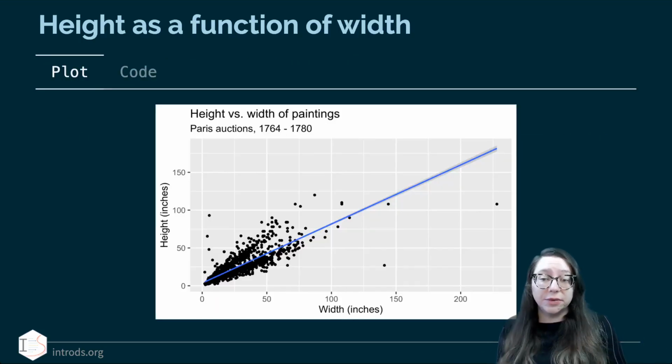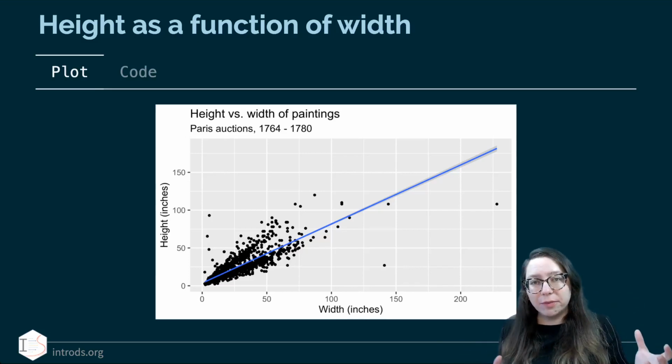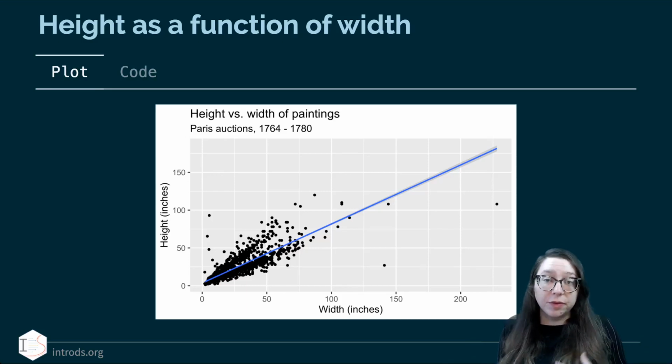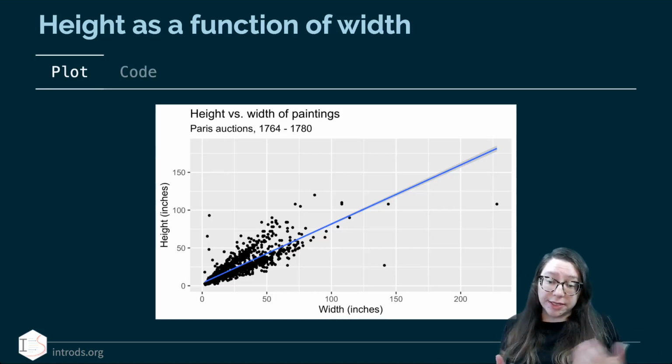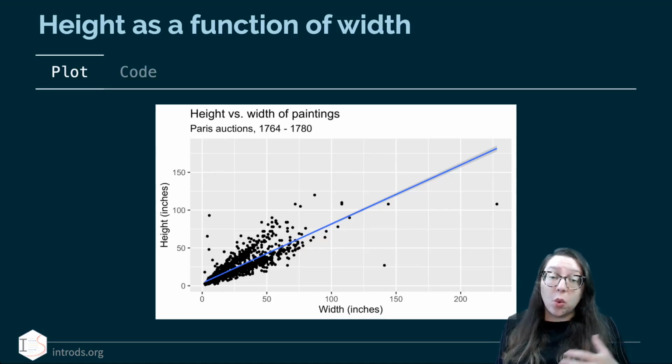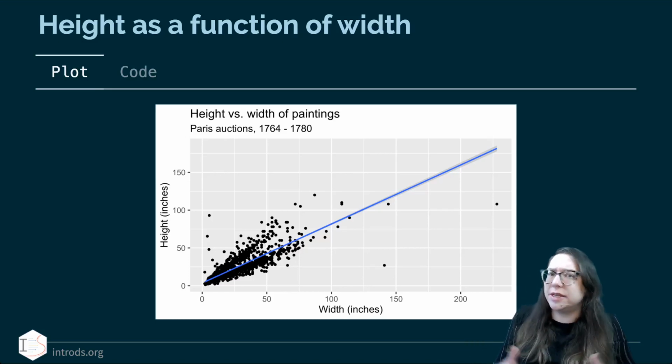Here is the relationship between the heights and widths of these paintings. And we're also seeing that blue line in the middle, and that basically represents the model that we're fitting to quantify the relationship between these two variables. Some striking things about that model is that it has a positive slope, which means that as the width of our paintings increase, so do their heights, which hopefully makes sense, right? If the painting is getting bigger, it's getting bigger.